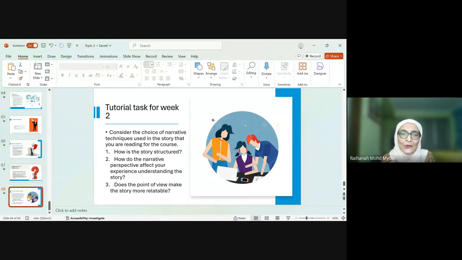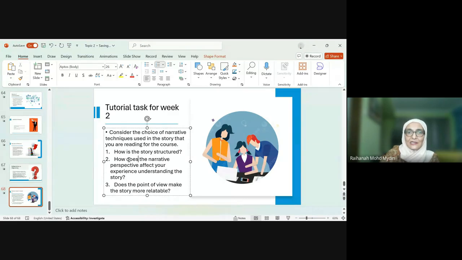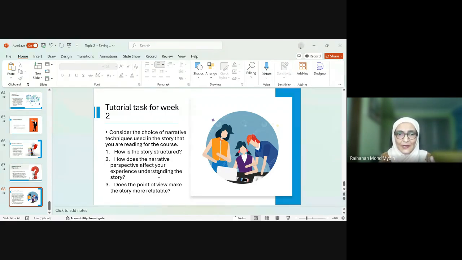Second question is, how does the narrative perspective affect your experience of understanding the story? Basically, if it's a first person narrative point of view, how does that affect you? Whose point of view is missing, right? If it's first person, as you're reading the story. Or if it is third person, is it third person objective? Is it third person subjective, limited? Whose perspective is missing? When you're reading the story, ask these kinds of questions, right?